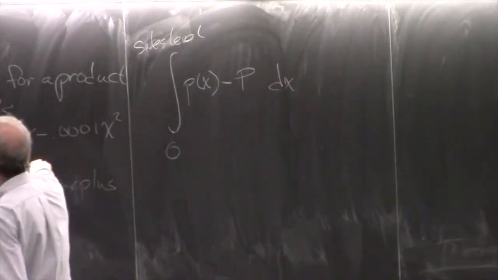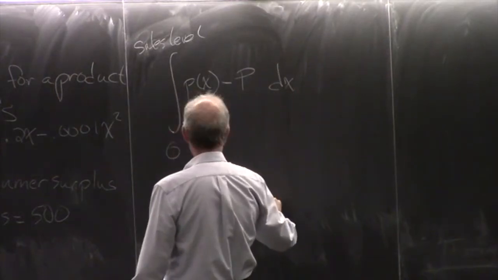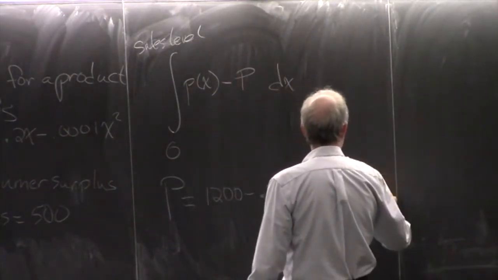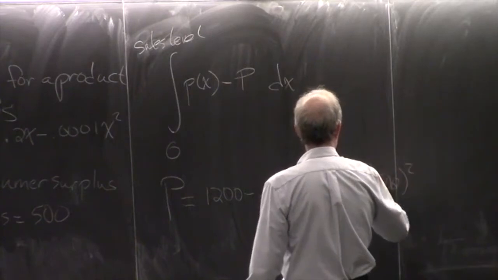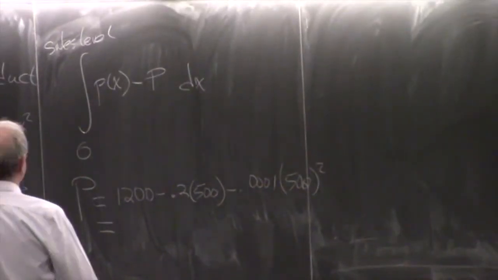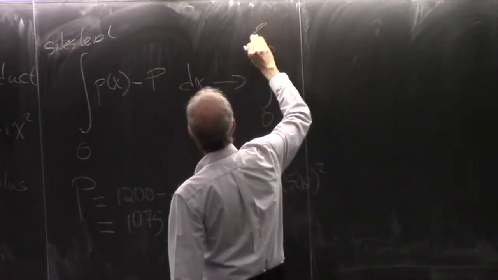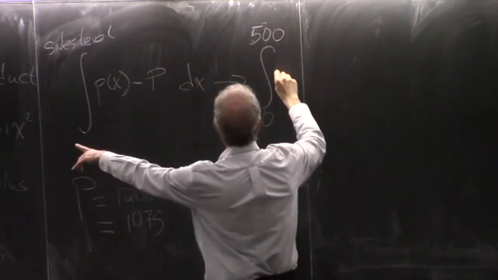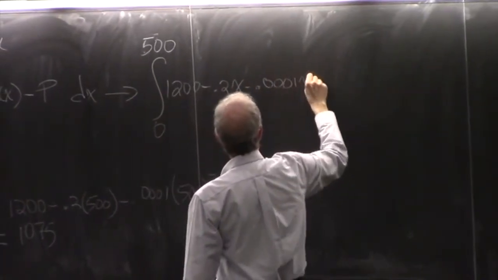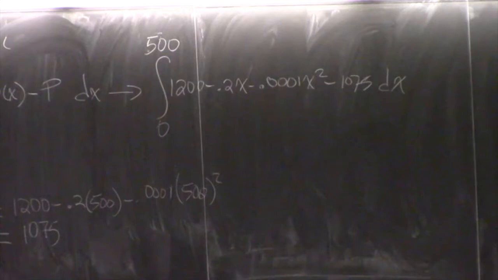Well, P is found by plugging 500 into here. So first we get capital P is 1200 minus 0.2 times 500 minus 0.0001, that's actually easy, 500 squared, which is 1075. So our integral becomes the integral from 0 to 500 of 1200 minus 0.2x minus 0.0001x squared minus 1075 dx. Just that straightforward. Okay?